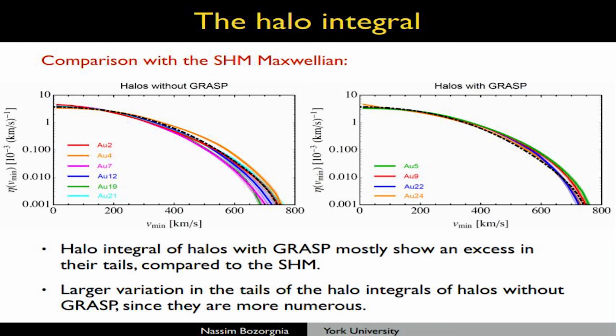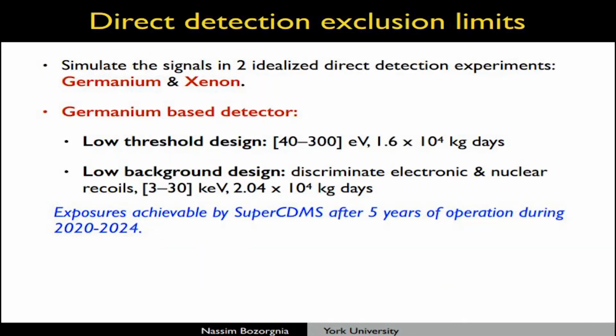This is without GRASP, this is with GRASP. And here you see that, again, we have a larger halo-to-halo variation compared to this one. But here there is a little bit of excess at the tails compared to the standard halo model. And so we wanted to check direct detection limits.